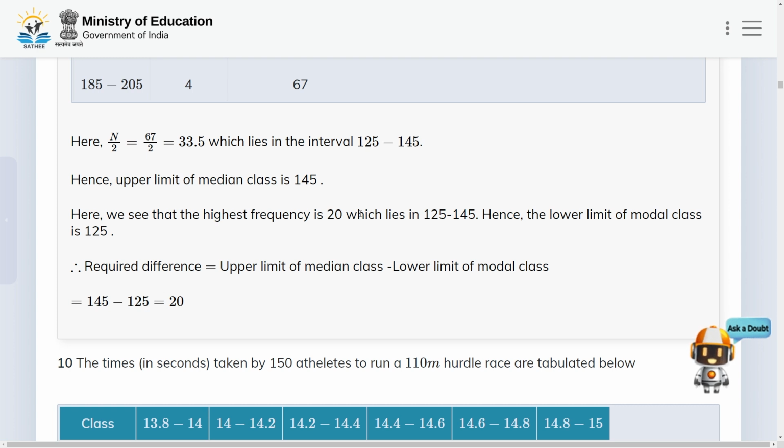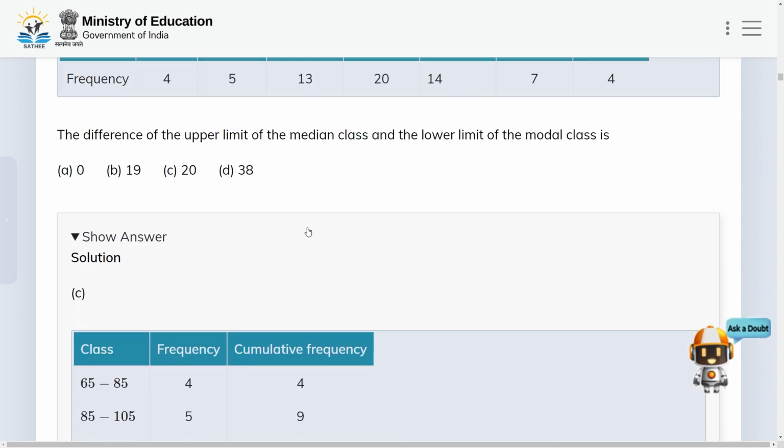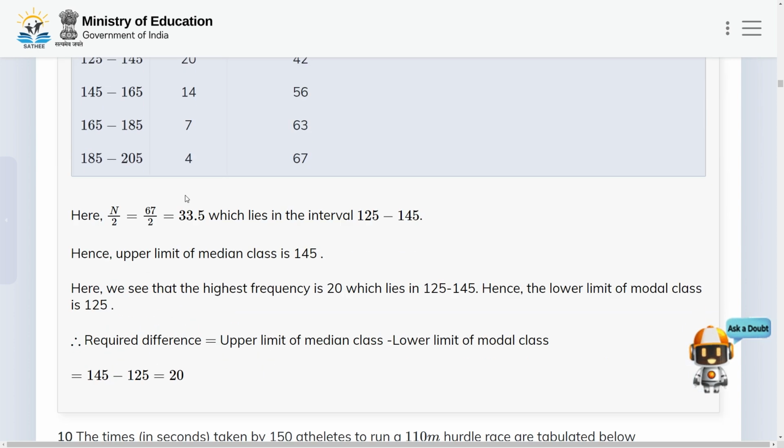Now the difference of the upper limit of the median class and the lower limit of the modal class. Therefore the required difference is equal to 145 minus 125, and this is equal to 20. So the correct answer is option number C. Now let us move to next problem.